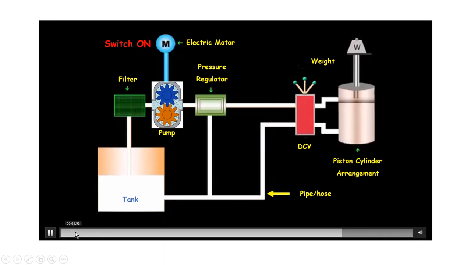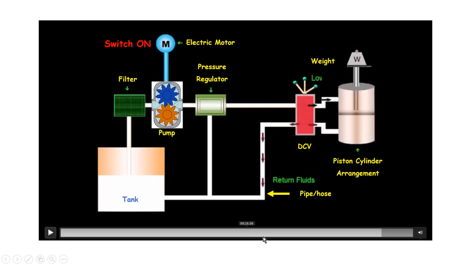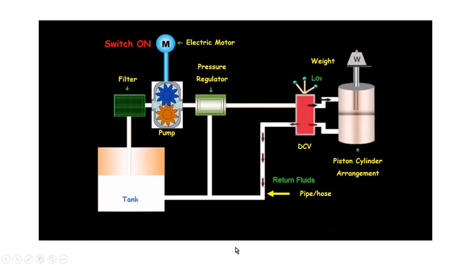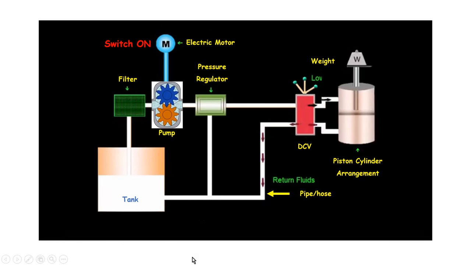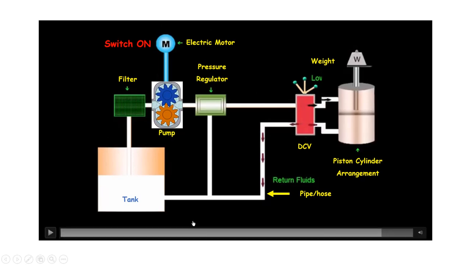Hence, fluid power system can be used to convert one form of energy to other form, that is, we are converting the hydraulic energy to useful mechanical work. So this is the basic working of fluid power system. Now we can see the complete animation of working of fluid power system.